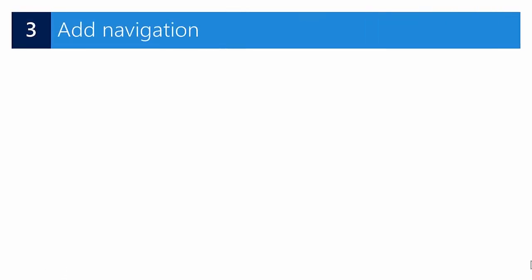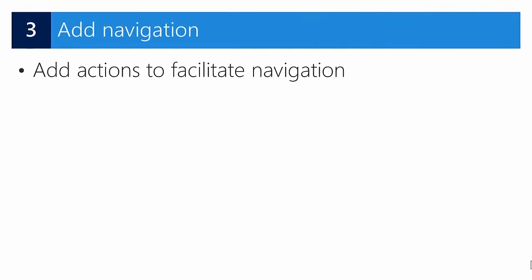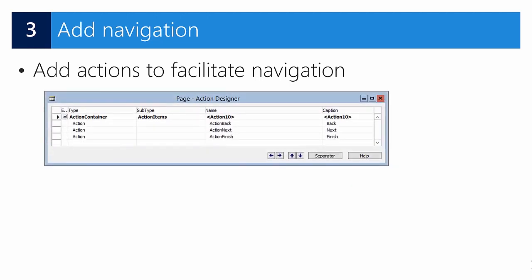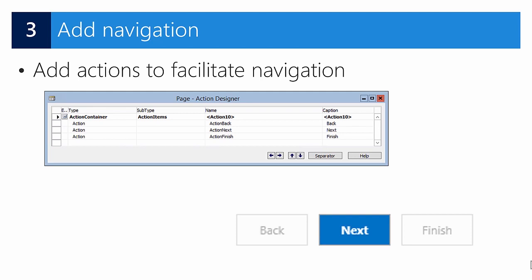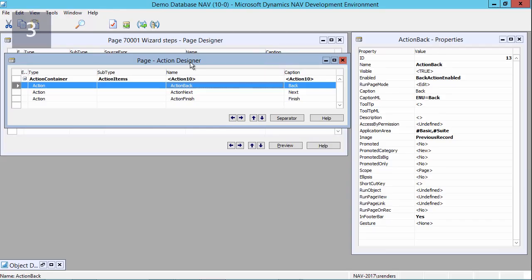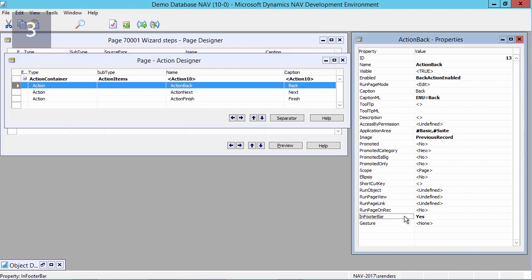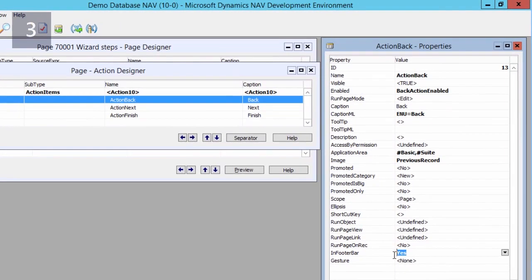Now we need to define how the user will navigate through these steps. Navigation is done using actions, and these actions will be visible on the page and will allow the user to navigate between the different tabs. Let's see how that works in development. In the page actions, which you can open in View Actions, I will add 3 actions: back, next and finish. In the property of the actions, I will set the in-footer bar to true, and this property is unique to navigate pages because it allows the action to appear in the appropriate part of the screen where the user can click or tap and navigate.